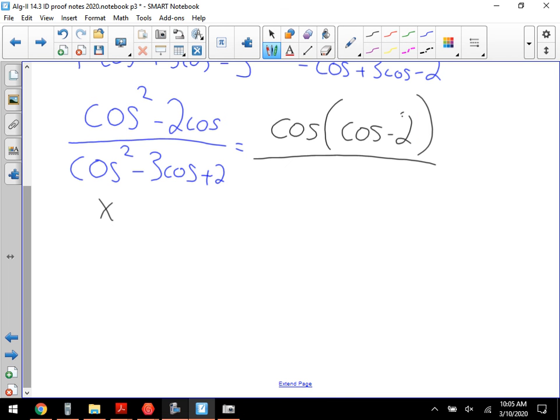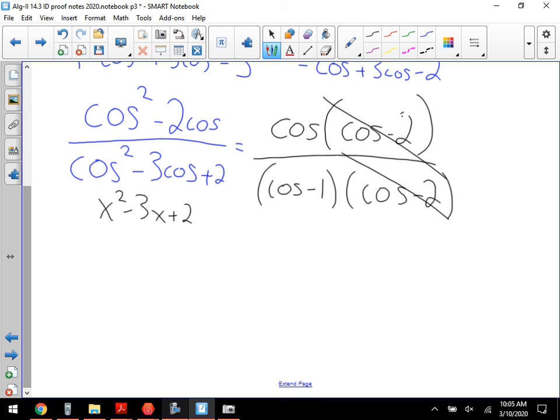Isn't this the same thing as saying x squared minus 3x plus 2? What times what is 2 and adds together to get negative 3? Cosine minus 2 deletes. So far, so good? Okay.